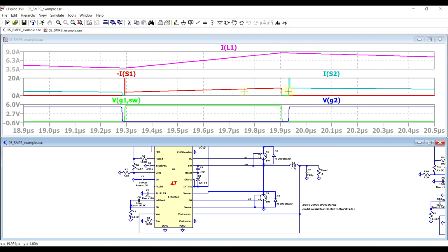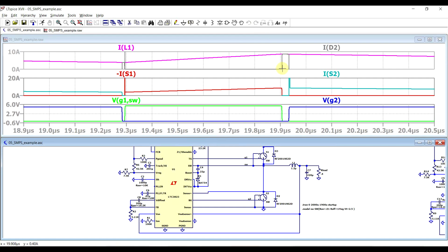So the moment when none of the switches are conducting, this inductor current needs to go somewhere. And that somewhere is this low side diode. So if we zoom in, we can see that there is current running through this low side diode exactly when none of the two switches are conducting. So during the dead time, this internal body diode ends up conducting.